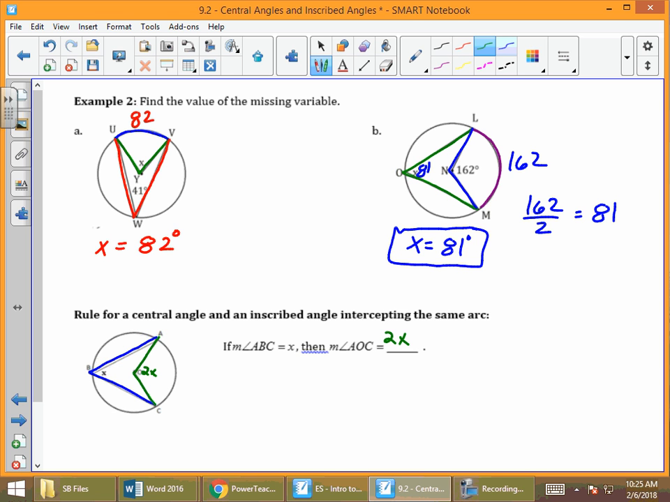So again, shortcut. Central angle and inscribed angle are intercepting the same arc. Double the inscribed angle, and it will give you your central angle. Okay? And you can do this in reverse. If you're given the central angle, instead of multiplying by 2, divide by 2, and it will give you the inscribed angle. That's kind of an important concept to know. You're going to see that a lot. Any questions over there?